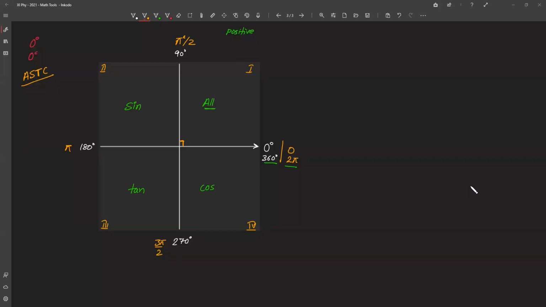Right? That what will be the sign, that means whether it will be negative or positive, different trigonometric ratios, what will be their sign in different quadrants. We saw that all are positive in the first quadrant, only sine and cosec in the second, tan and cot in the third, cos and sec in the fourth quadrant.